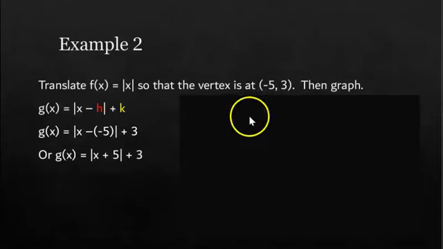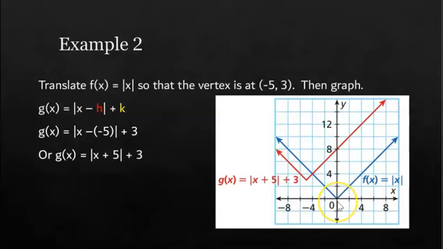Now, in order to graph this, I would go to the point -5, 3 and put my vertex. And then I would use a slope of +1 going to the right and -1 going to the left. So that would look like this. So I moved to -5, 3 right here. And then I used my slope, +1 slope going in this direction and -1 slope going in that direction. And I'm allowed to do that because I didn't do any stretches or compressions or anything like that.